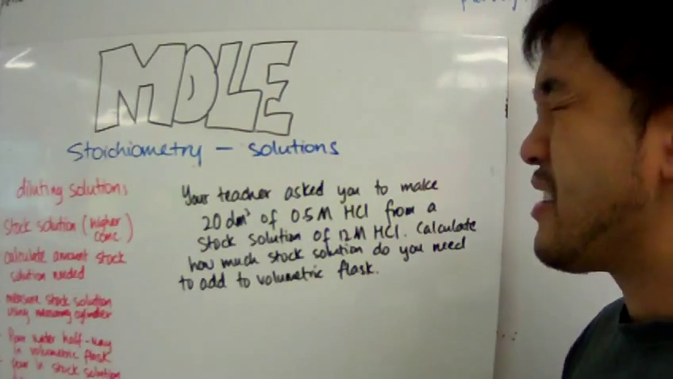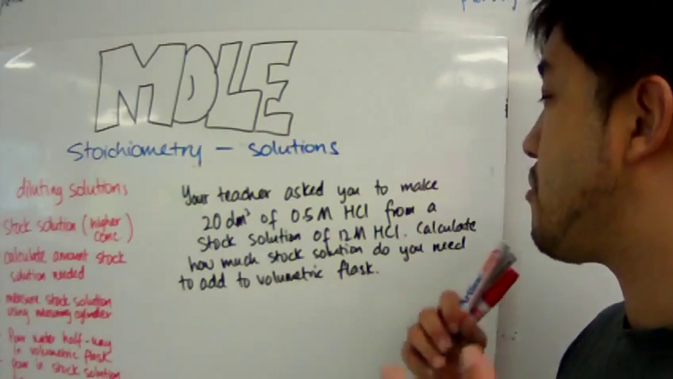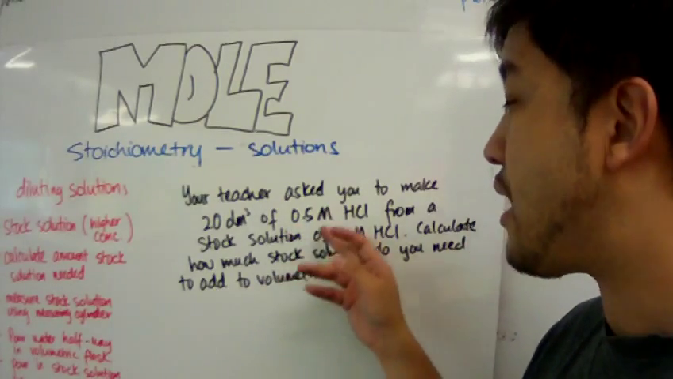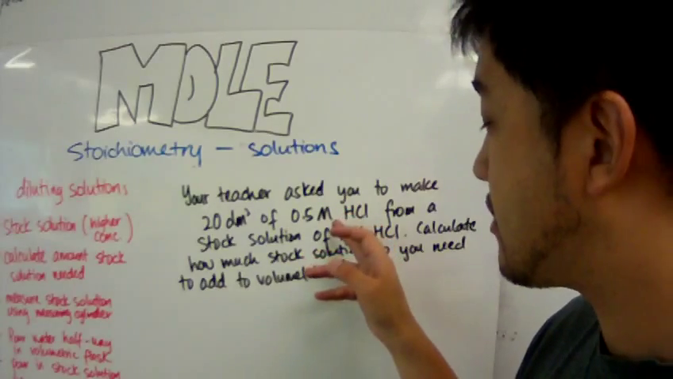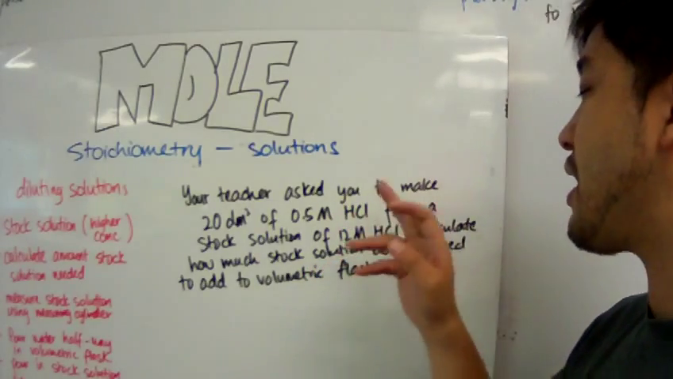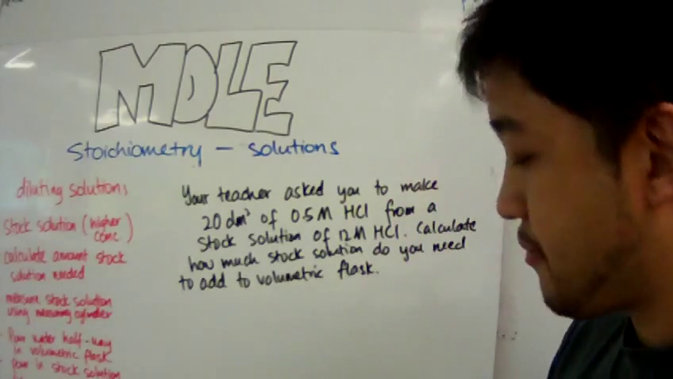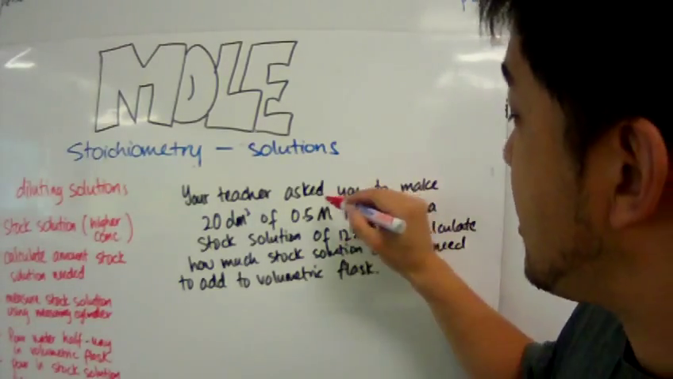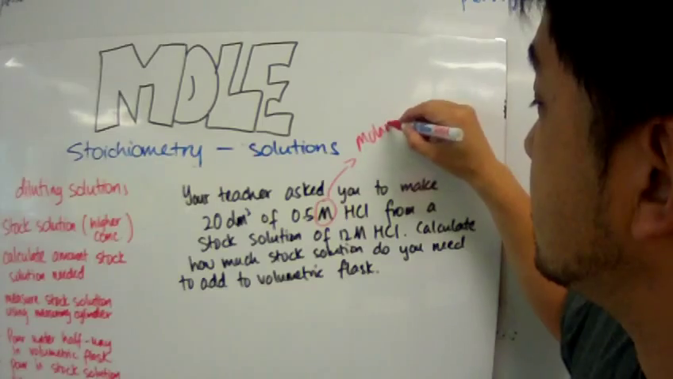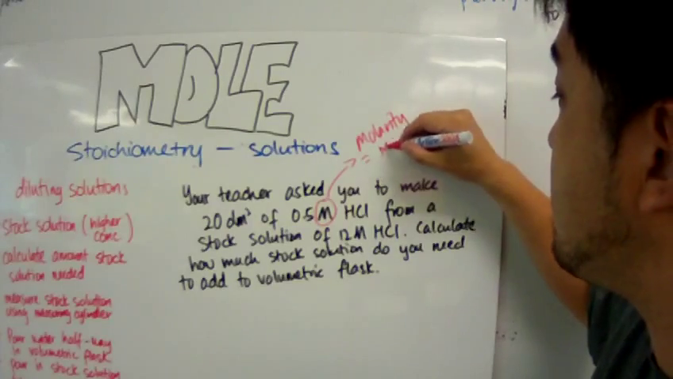So here is a scenario that you may be asked to do. Your teacher asks you to make 20 cubic decimeters of 0.5 moles per cubic decimeter of hydrochloric acid from a stock solution of 12 moles per cubic decimeter. I'd like to highlight that this symbol is called molarity. If you use it in conversation, you will say molar.